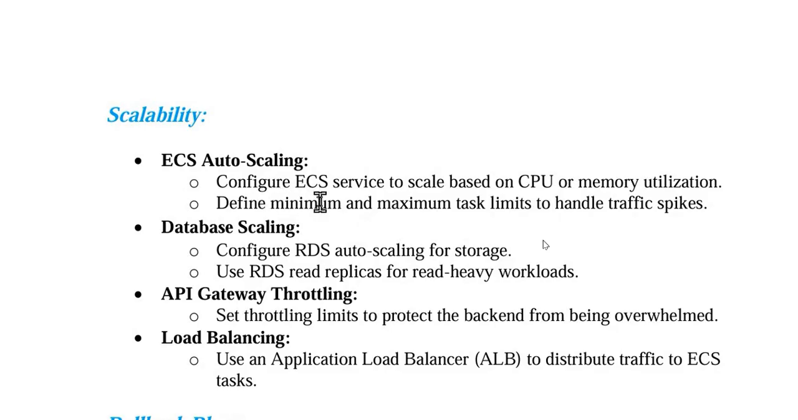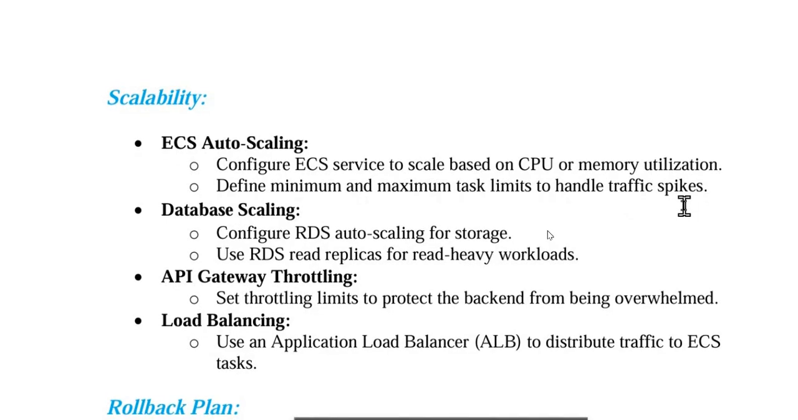That is, configure the ECS service to scale based on the memory utilization and define minimum and maximum task limits to handle the traffic spikes. So why have they mentioned minimum and maximum task limits to handle traffic spikes? When a huge amount of traffic is approaching, it could be some cyber attack or it could be normal traffic. So we cannot expect. So to provide more security to our application, we need to mention the minimum as well as maximum task limit to handle the traffic spikes.